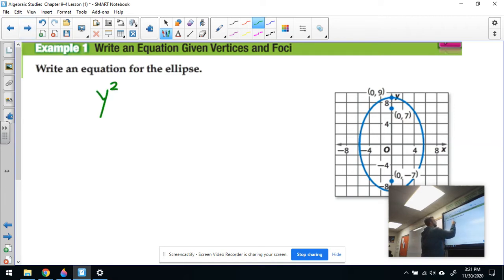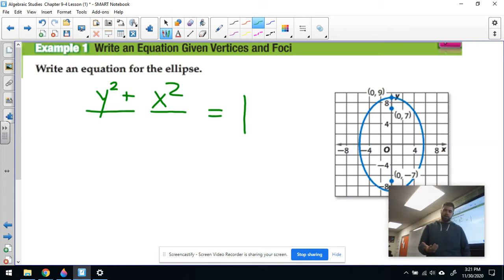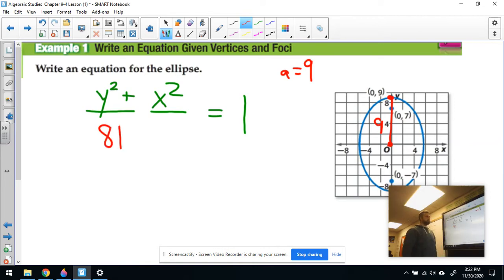So we're going to write y squared over something plus x squared over something is equal to 1. Remember, all ellipse equations are equal to 1. Now, I need to know what a is. So a is the distance from the center to my endpoint right here. Since our major axis is the longer of the two, up and down, we know that the distance from the center to one of the endpoints has a value of 9. And so a is equal to 9. So here, this is going to be a squared, which is 81.